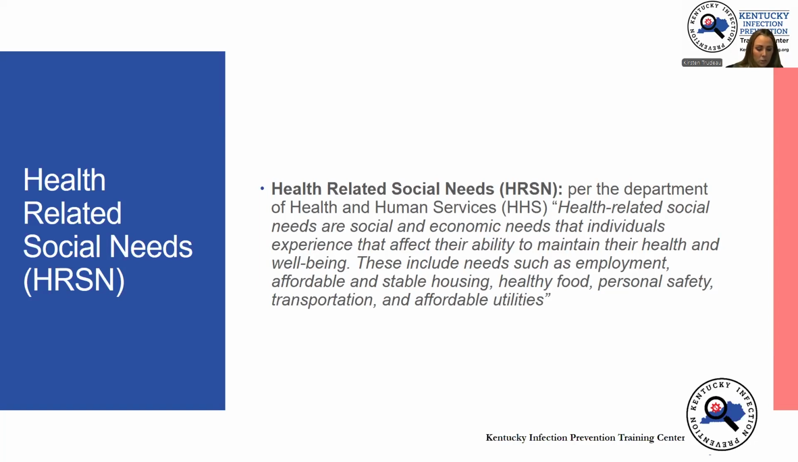But for the purpose of this, just to understand what the health-related social needs are, per the Department of Health and Human Services, these are social and economic needs that individuals experience that affect their ability to maintain their health and well-being. And these include needs such as employment, affordable and stable housing, healthy food, personal safety, transportation, and affordable utilities. So you can see that there's a lot of overlap between these and social determinants of health, which is why these terms are often used interchangeably. But we're really going to look at it more from a population picture for social determinants of health.